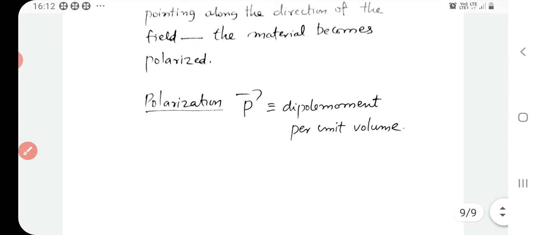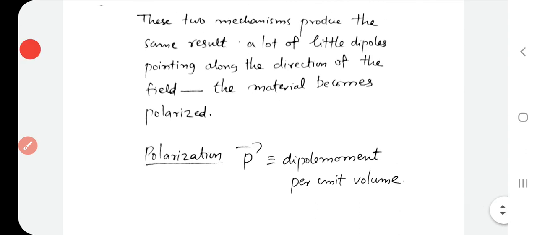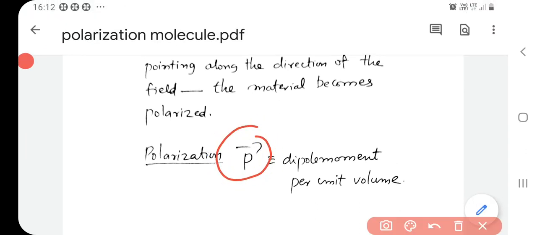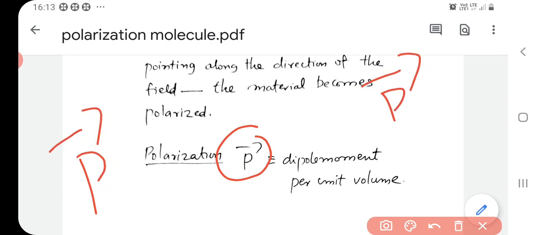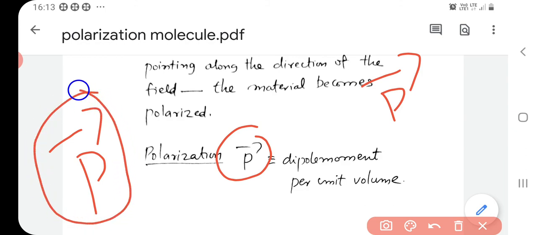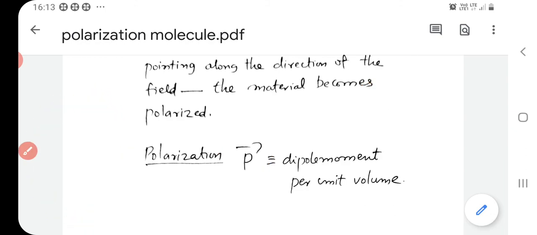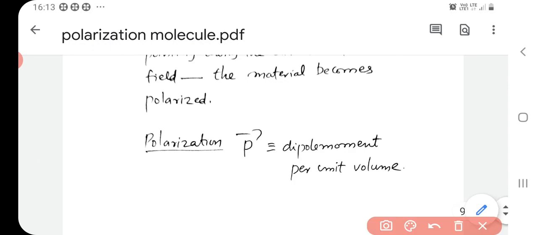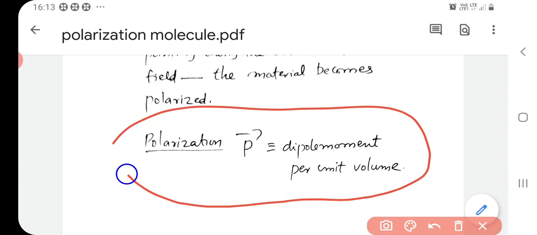Okay, and we define a quantity polarization, that is P. This is actually capital P. We used small p for dipole moment. This is big P, the polarization, that is dipole moment per unit volume. So if you place a dielectric material in an electric field, that will polarize the material. The dipoles will be pointing in the direction of the field.